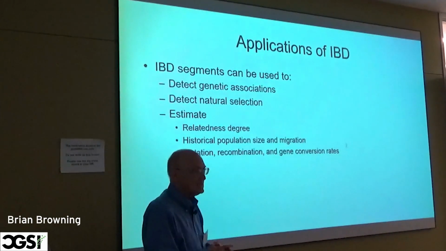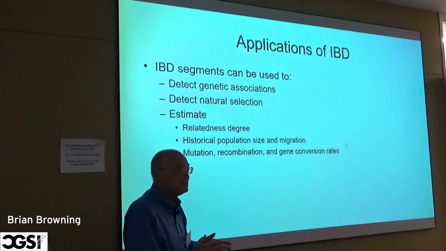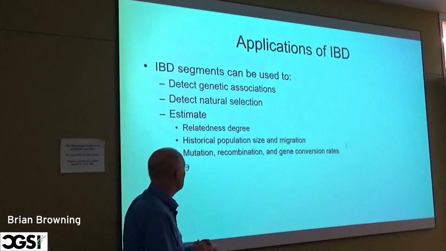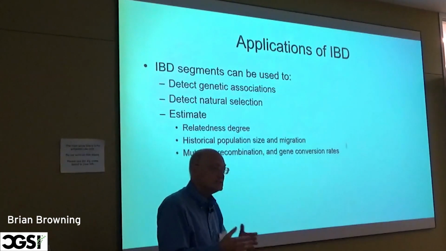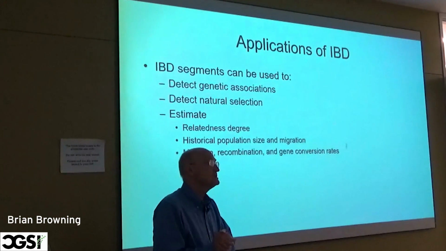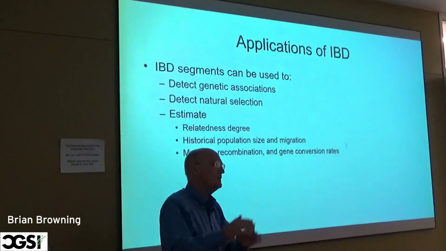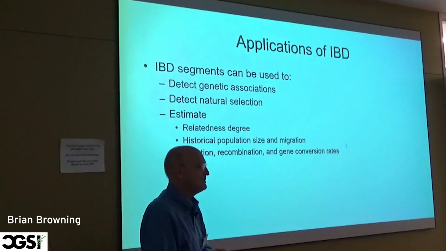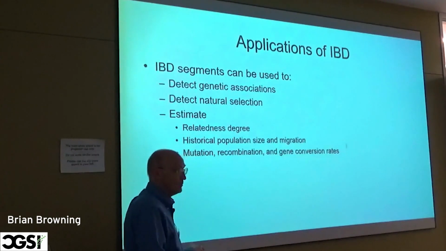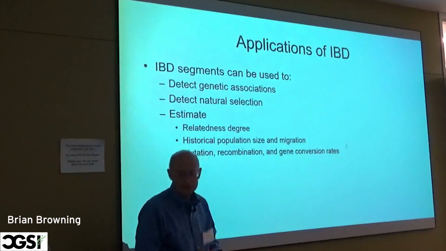You can use it to detect natural selection. I'll give an example of that later. It can be used to estimate various quantities: relatedness, historical population size, migration, what's happened in the last several hundred years. You can use IBD in the current generation to give you a window of what's been happening to the population size, what's been happening in terms of migration, and estimating fundamental quantities that are important for understanding genetics: mutation, recombination, and gene conversion rates.